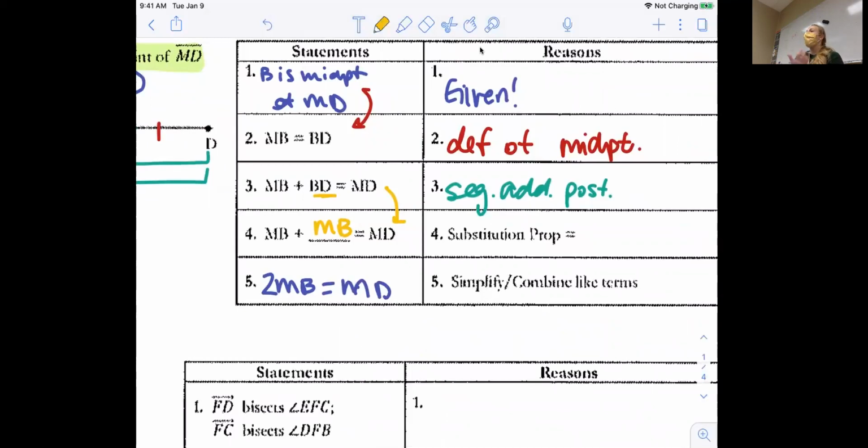And then the last step, we wrote 2MB equals MD, and why am I allowed to write that? What did you say? Well, because it was where I'm ending up, but what's going to be the reason I would write? Megan. Simplify. We added MB plus MB. Simplify. All right, let's keep rolling.